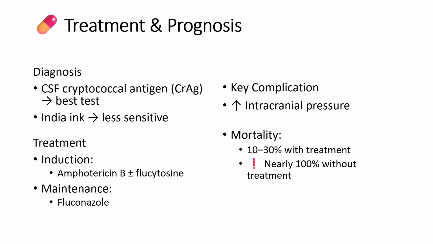Treatment and prognosis. Diagnosis is via CSF cryptococcal antigen. It is the best test. India ink can be less sensitive at times. Treatment involves induction therapy using amphotericin B with or without flucytosine, and maintenance therapy using fluconazole. Key complications are increased intracranial pressure. Mortality is 10 to 30% with the treatment and nearly 100% without the treatment.